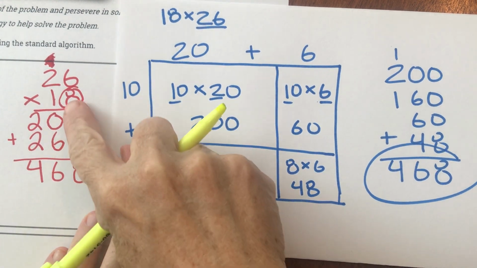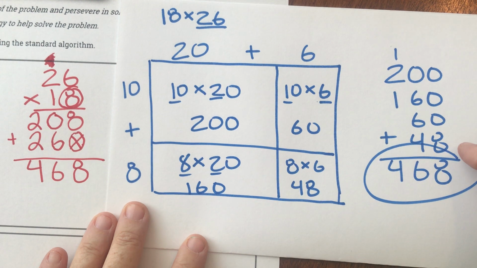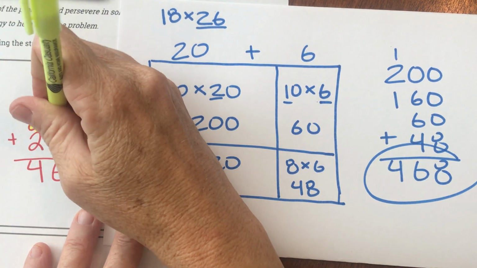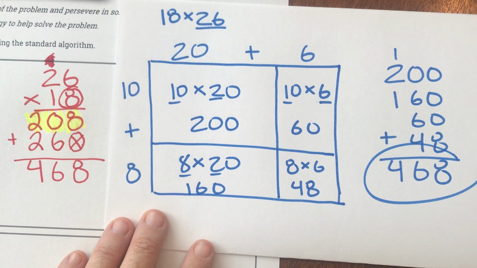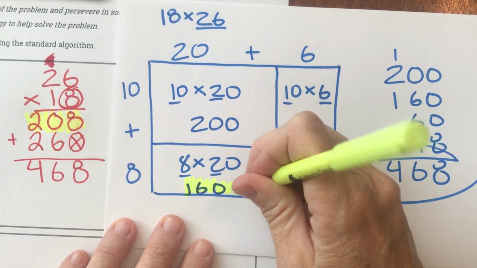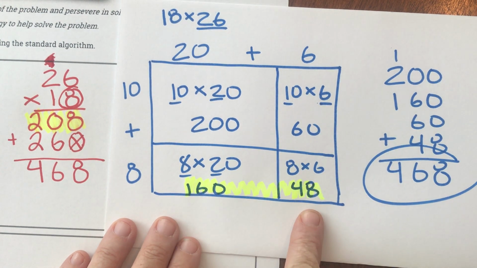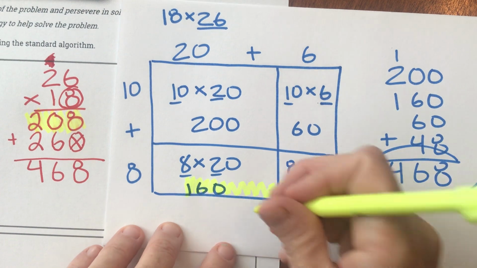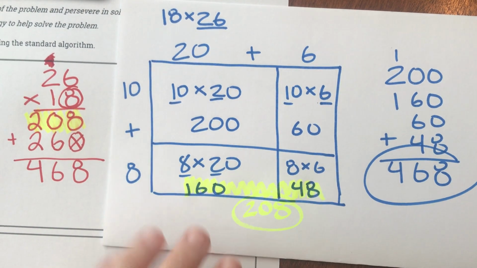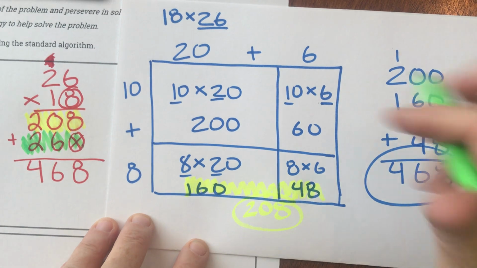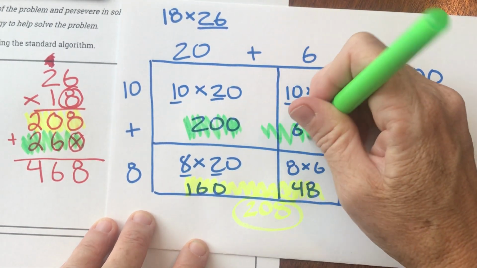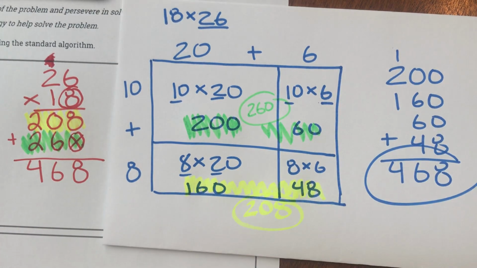The difference was here I had 2 partial products and here I had 4 partial products. So that is the difference, the number of products. Here I had 208 as one of my partial products. Look where I could also get that 208 from, right here. If I added 160 plus 48, I would get 208. Look what else I had: 260. Look where my 260 could have come from: 200 plus 60, and when I add those, I get 260.